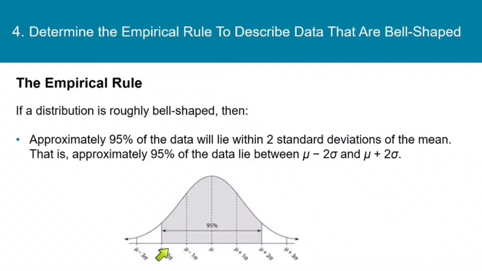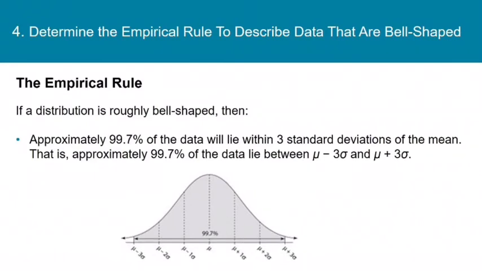And then if we do that on the left side and we shade everything between mu minus 2 sigma and mu plus 2 sigma, then we will cover 95% of the area. Or in other words, 95% of the observations should be within 2 standard deviations of the mean. And again, it's approximate, not exact.